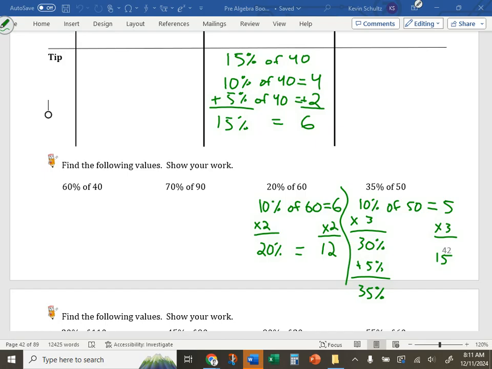And if 10% of 50 is 5, right? 10% is 5. What will 5% be? Think in halves here, right? 5% is half of 10%. So it would be half. So what is half of 5? 2.5. Is that what you're going to say? Perfect. Okay? 5% equals 2.5. Those get added, and so 35% equals 17.5.